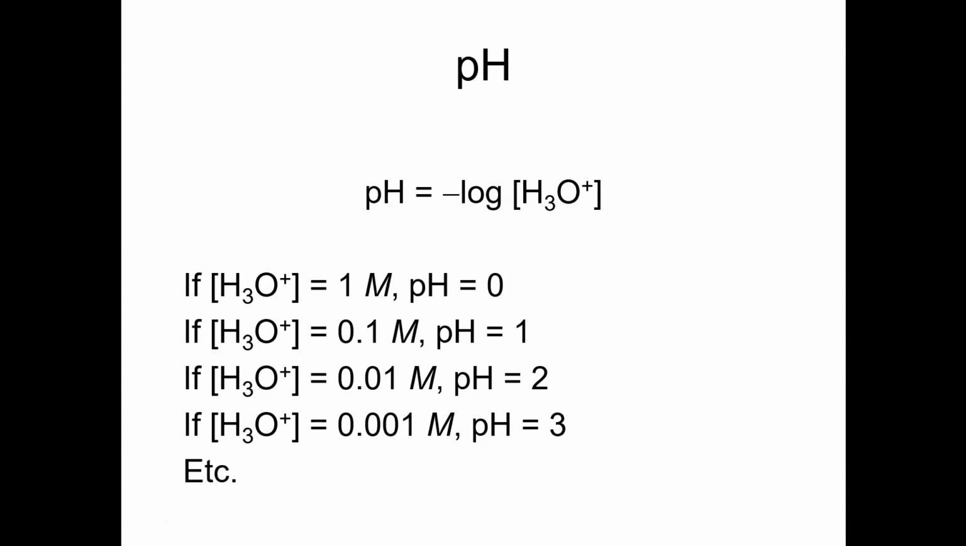One thing to take away from this is to understand that every pH unit is a logarithmic unit. So every time you go up or down by 1 unit of pH, you're changing by a 10-fold concentration of hydronium ions or H plus ions.